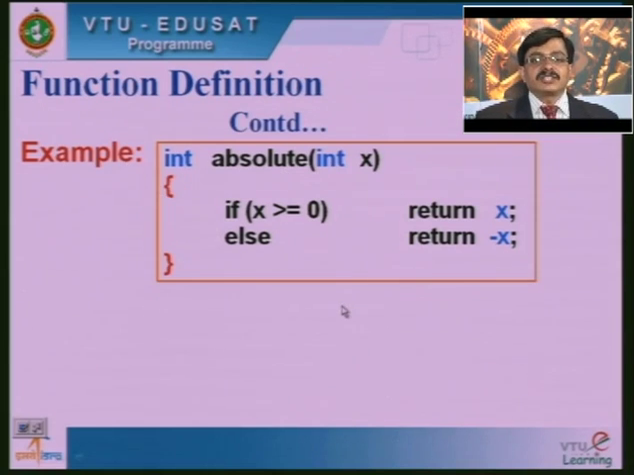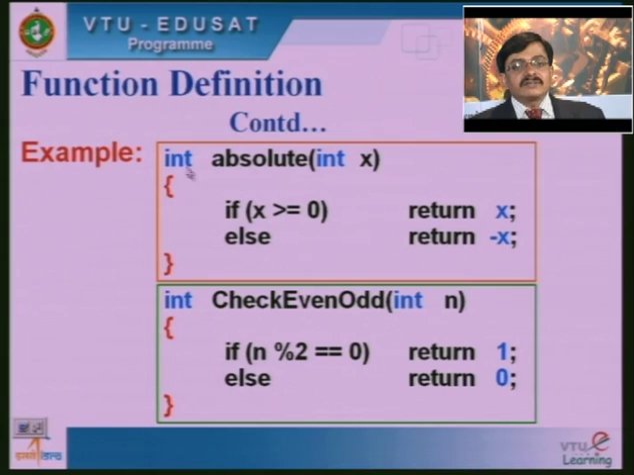Now, what exactly is this function doing? It is taking a parameter x of integer type, and if x is greater than or equal to 0, it returns x. We are computing the absolute value of an integer data. If it is a negative value, the absolute value will be its positive value. So if x is greater than or equal to 0, it returns x, and else it returns minus x. And here we can see that we do not have the main function. This is a user defined function. I am calling this function absolute.